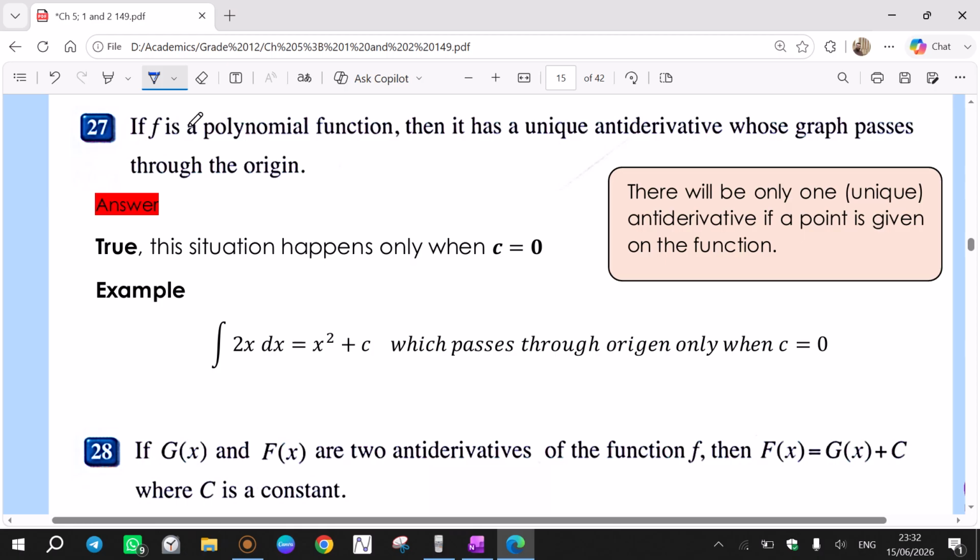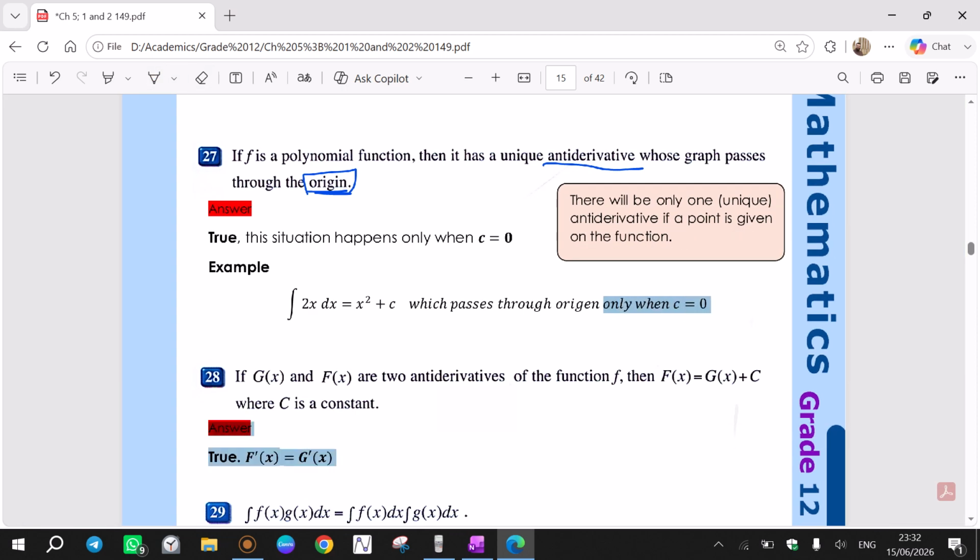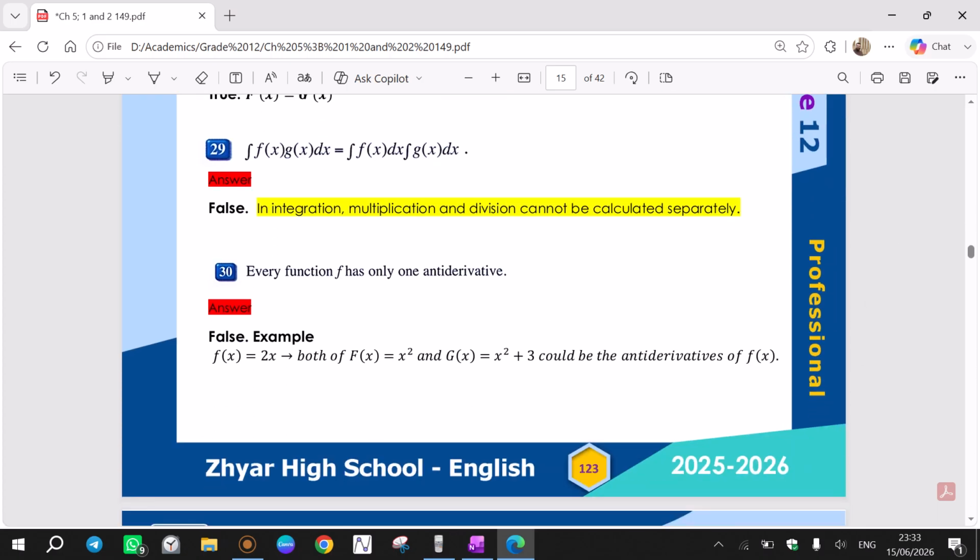27. If f is a polynomial function, then it has a unique antiderivative whose graph passes through the origin. Well, this is true. Antiderivative means result of integral. Any function has a unique antiderivative through a certain point. Here the certain point that is mentioned is the origin. Then this is true. But there's a question down, look at question 30.